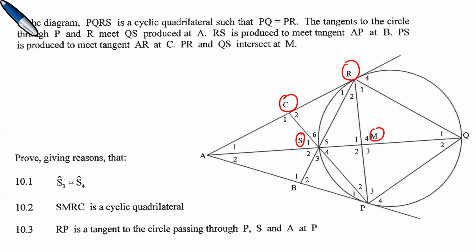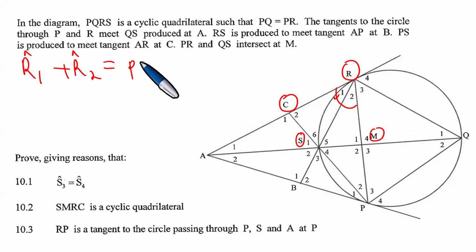Now, there are a couple of things that are very important. If you look at this, you're able to see angle R1. Now, to prove that SMRC is a cyclic quad, first and foremost, we take angle R1. If you add angle R1 to R2, we are able to agree that this angle here is equal to angle PQR.